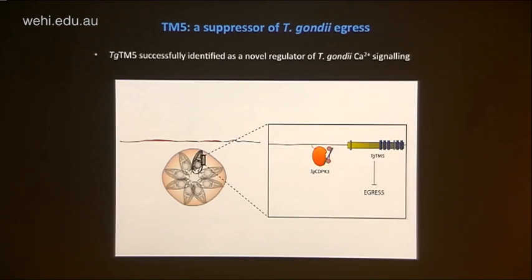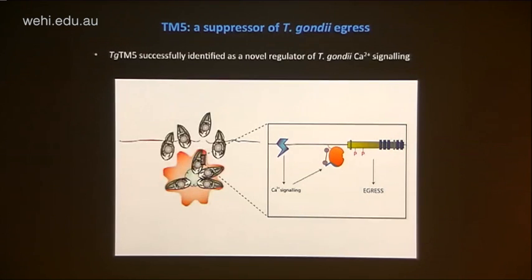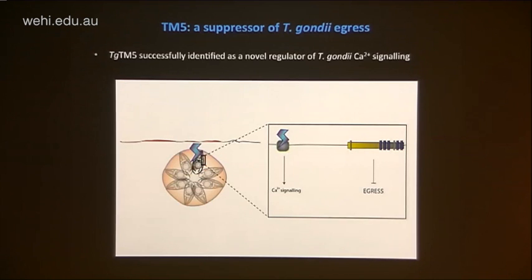So work is still continuing with TM5 to understand what it's actually doing, what its role is in Toxoplasma. But what we think its essential role is, is some kind of suppressor of egress signalling. Here we imagine that under normal circumstances, when that extracellular stimulus is received, which leads to release of calcium from an intracellular store, activating CDPK3, this CDPK3 might phosphorylate TM5, removing some kind of inhibition that it holds on egress, allowing the parasites to escape from the host cell. However, in the absence of CDPK3, where you can't get phosphorylation of TM5, parasites remain inhibited in egress.